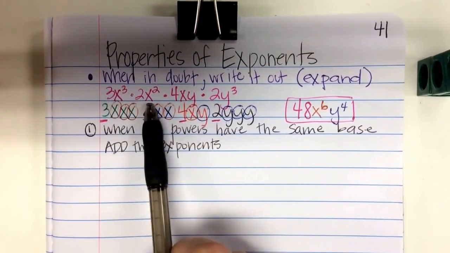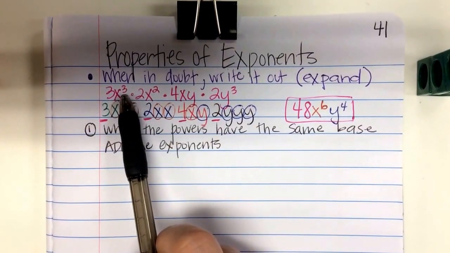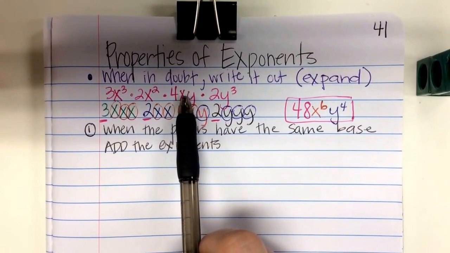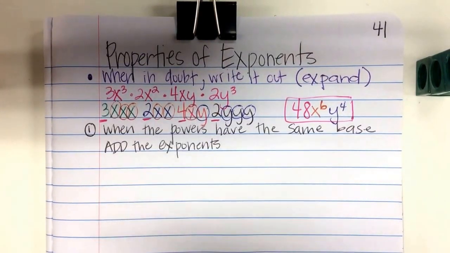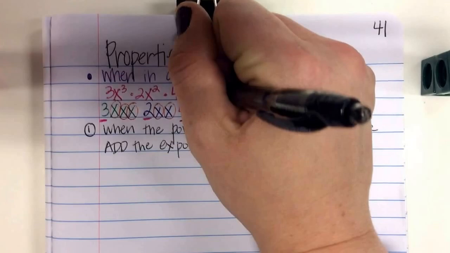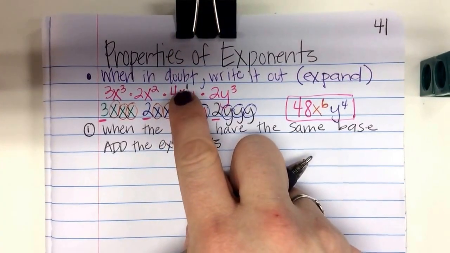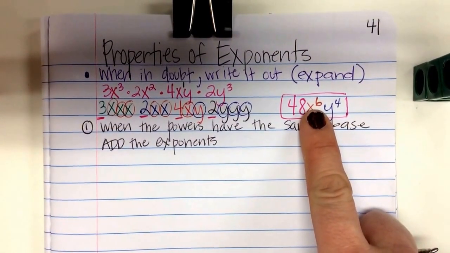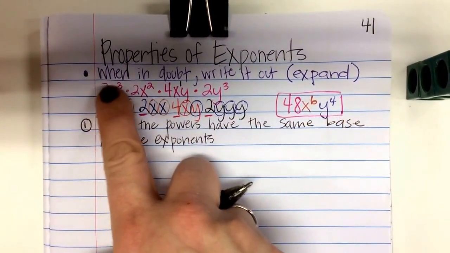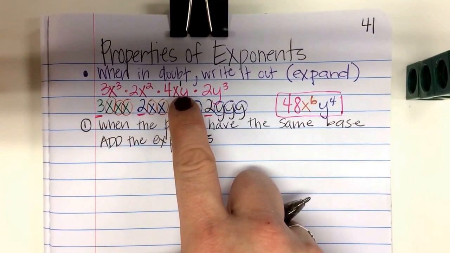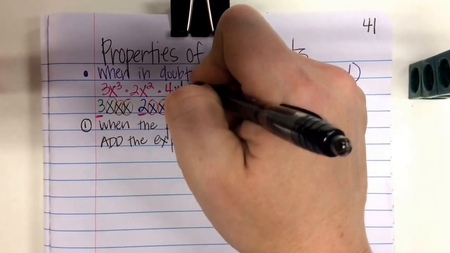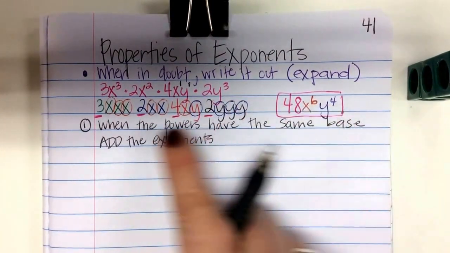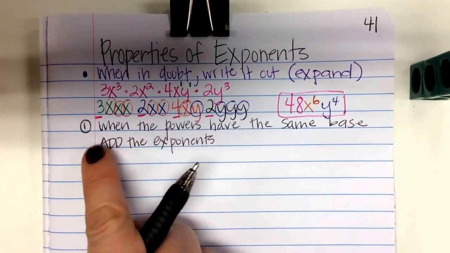Well, if I look, x to the third, x squared, x. 3 plus 2 is 5, plus 1, 5 plus 1 is 6. It worked. Let's see the y. What's this exponent? 1. Plus 3 is 4. If the powers have the same base, add the exponents.